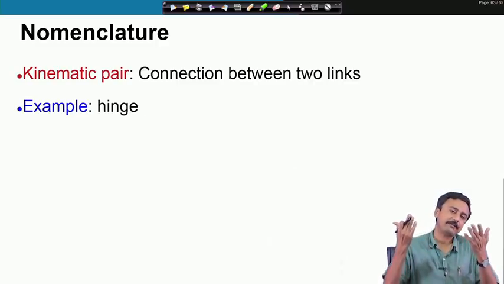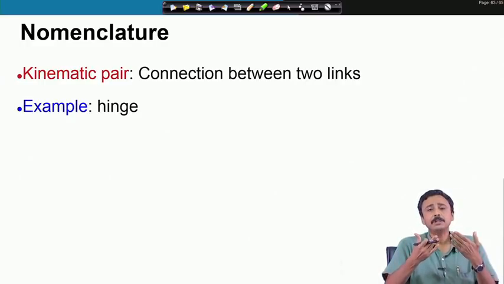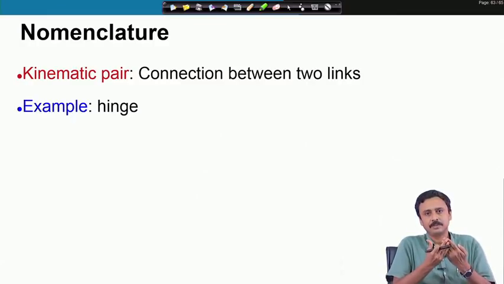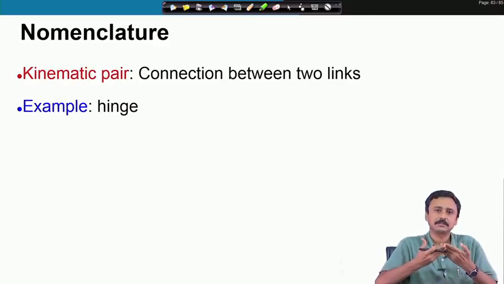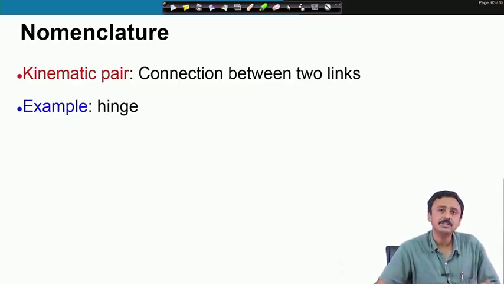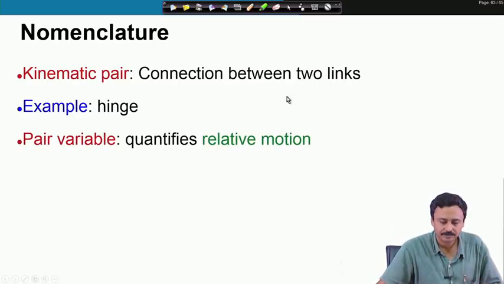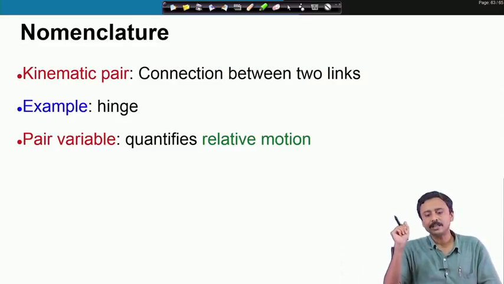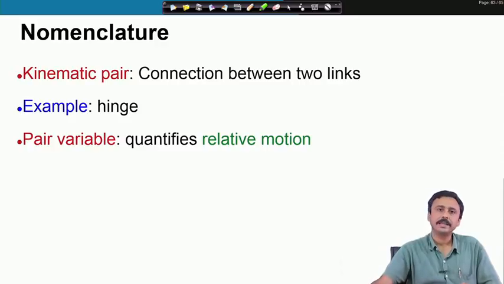Now, as soon as you have relative motion, you need a variable which keeps track of this relative motion. For example, you can say in a hinge, the angle between the two links will keep track of the relative configuration of the kinematic pair. Such a variable is known as a pair variable. So, the pair variable quantifies the relative motion between two links.